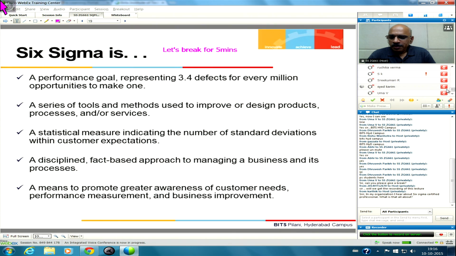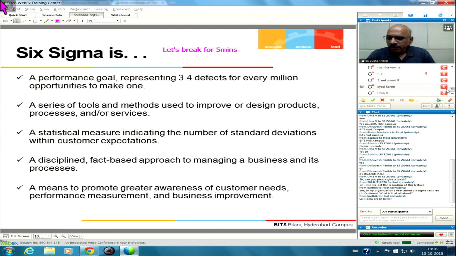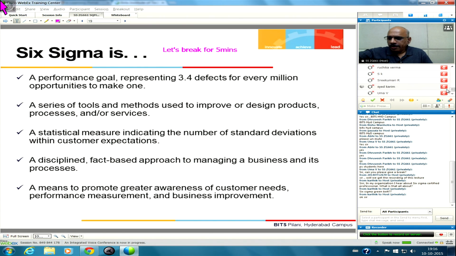You can develop it. So certainly we'll answer. Karthik, you have a question. In my organization, I hear about Six Sigma certified. Six Sigma Green Belt, yes, you are going to hear that in the later half of this lecture. Don't worry. Let's take a break.